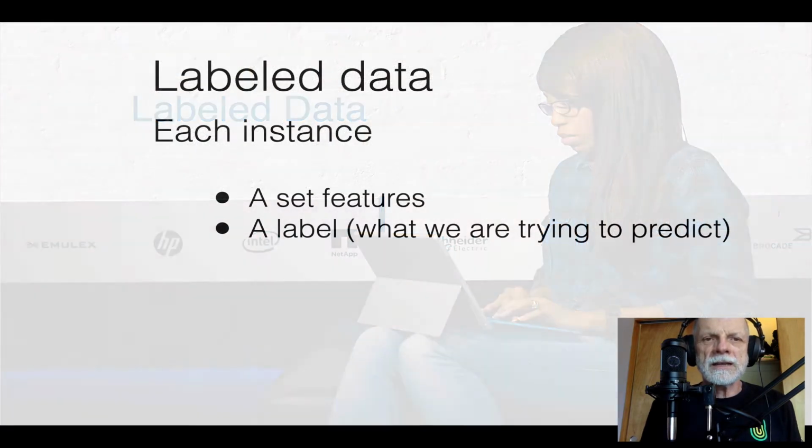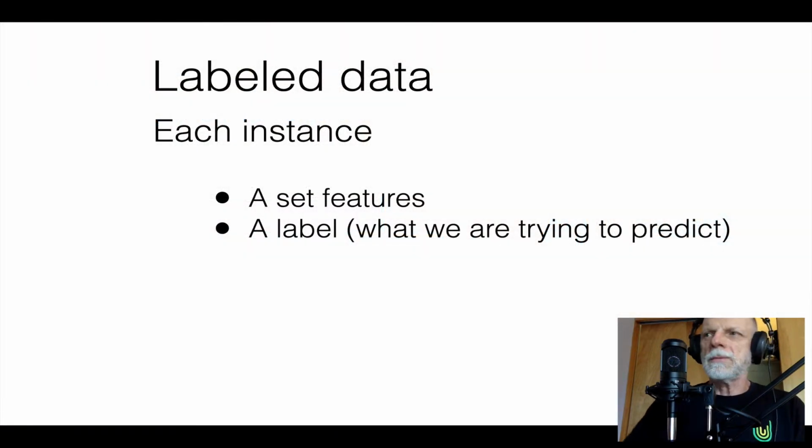What labeled data is that each instance, we might have 100 instances in a very tiny learning data set, thousands, tens of thousands of instances, but each instance has a label, what we're trying to predict, and a set of features. So we have a set of features, a label for each instance in our data.